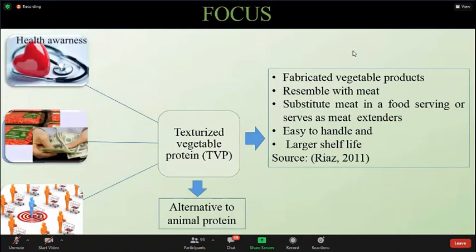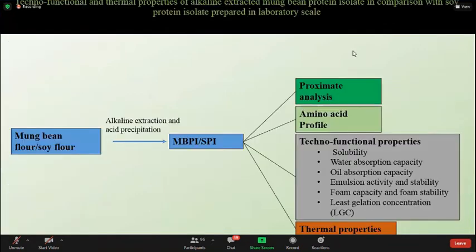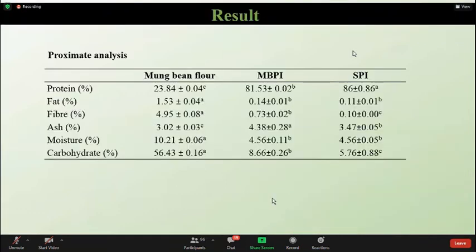Currently, texturized vegetable protein has been used in various products, including burgers and so on, having good properties. This is from mung bean. So we extracted the protein, and we call it mung bean protein isolate. To look into what extent it is similar to soybean protein, we compare it with soybean protein isolate, and we look at all the properties, including the techno-functional properties, which are very important, as well as thermal properties. And these are the properties.